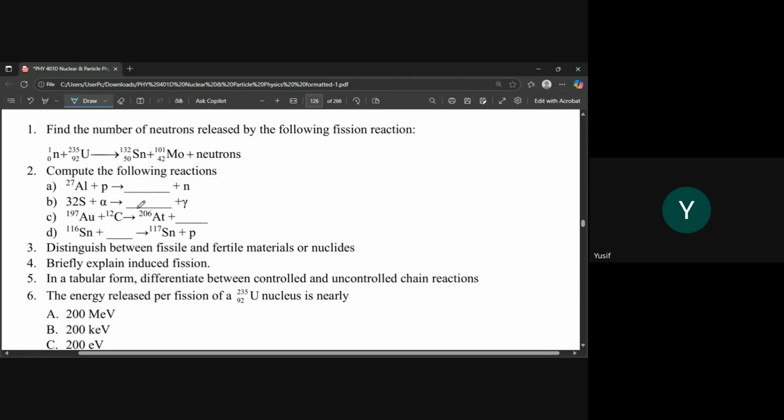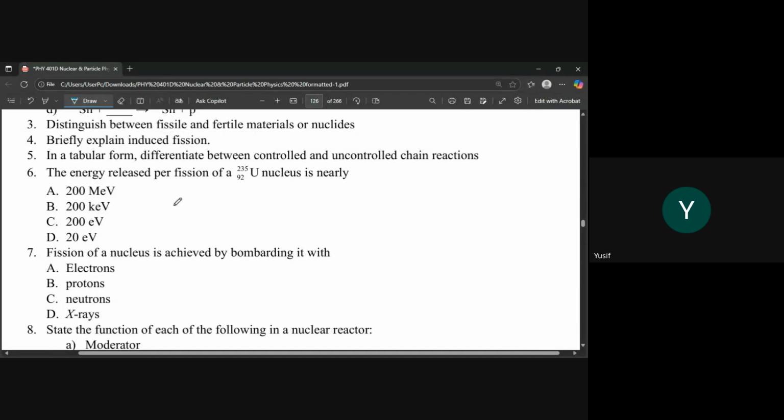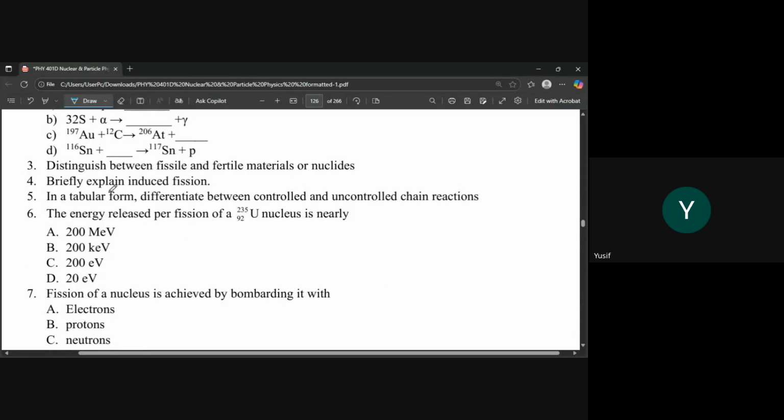But with this, as I said, don't go and cram anything. All you need is the periodic table to provide the exact atomic number so that you know the type of nuclide or fissionable material that is being produced. And they also said distinguish between fissile and fertile materials.